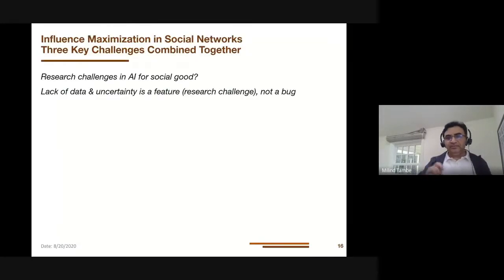So as we try to think about this problem in the context of youth experiencing homelessness, this is where research challenges come about. So we are given a model like the influence maximization model. There's the real world problem of youth experiencing homelessness. And the big research problem is the lack of data and uncertainty. And we should treat this as a research challenge and not a bug.